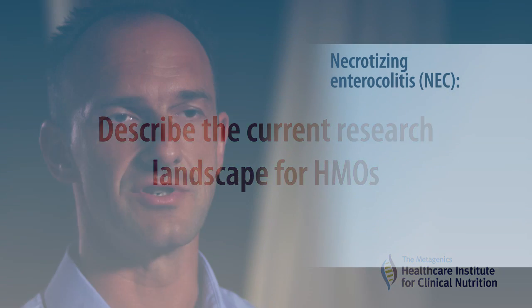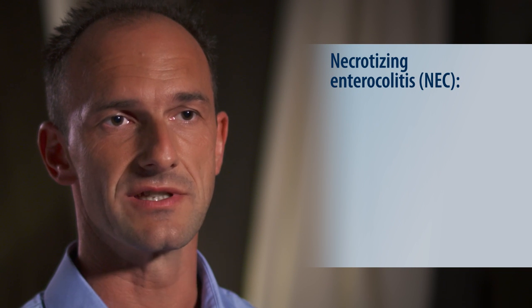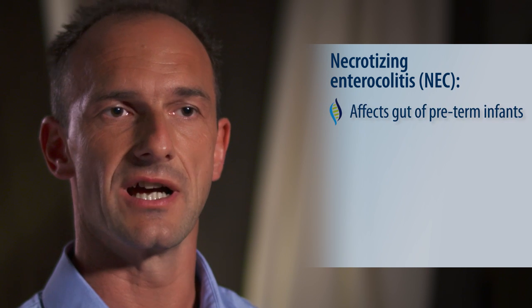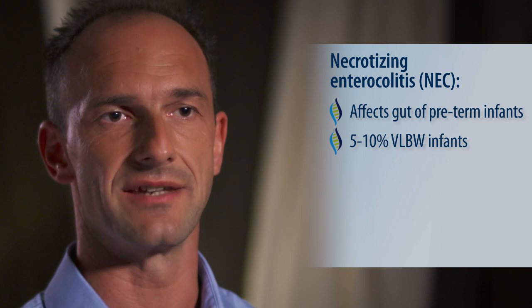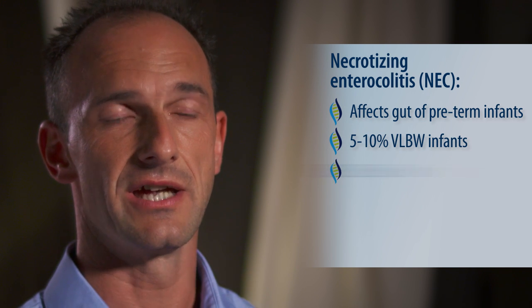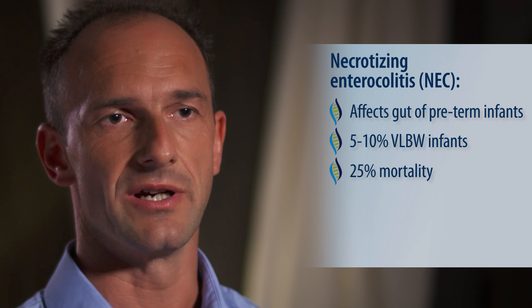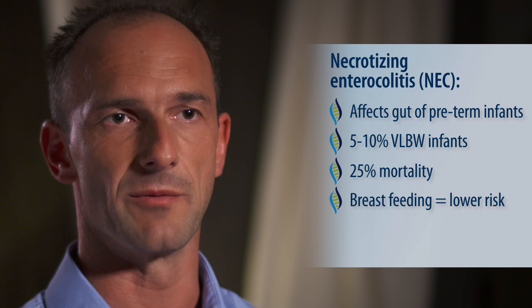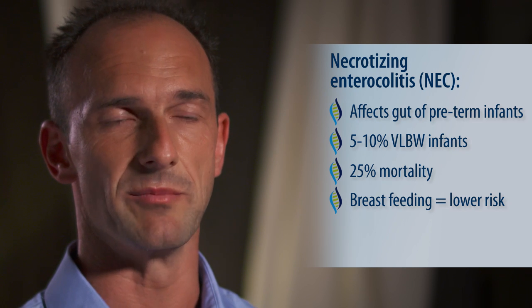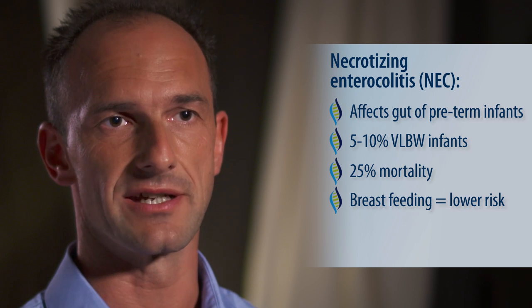Necrotizing enterocolitis is a disease that affects preterm infants. It affects the preterm infant gut, and about 5 to 10% of the very low birth weight infants get affected by necrotizing enterocolitis, and a quarter of them die. Epidemiological data shows that breastfed infants are at a much lower risk to develop this disease. And the question is, what is it in human milk that protects from necrotizing enterocolitis?